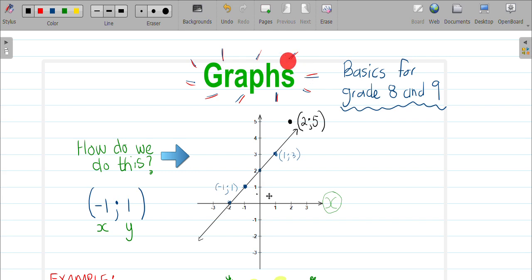Today, what we're going to be looking at is graphs, all right? It's the basics for grade 8 and 9. And what we're going to be focusing on is graphs on a Cartesian plane. The Cartesian plane is a big word just to mean that it's a two-dimensional graph with a horizontal axis, which is represented by x, and the vertical axis is represented by y. Okay, so horizontal is x and vertical is y. So why don't we jump right into the lesson?